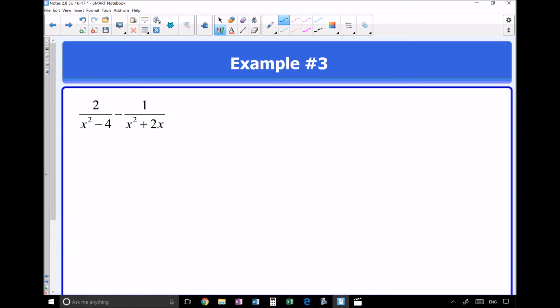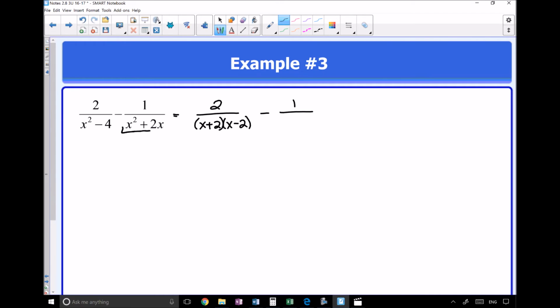Example number 3 is 2 over x squared minus 4 minus 1 over x squared plus 2x. So I'm going to go ahead and keep the 2 in my numerator, but in my denominator, I see that this is a difference of perfect squares. So I can factor this as x plus 2 times x minus 2.